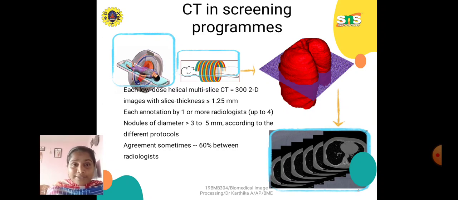Here each low-dose helical multi-slice CT is around 300 2D images with a slice thickness less than or equal to 1.25 mm. Each is annotated by 1 or more radiologists, up to 4, and nodules with diameter greater than 3 to 5 mm according to the different protocols. Sometimes there is 60% agreement between radiologists. See the first one, a person is fed into CT, and the second one, the screening of the lung with the help of CT, and the fourth one is the screening slices of the lung.